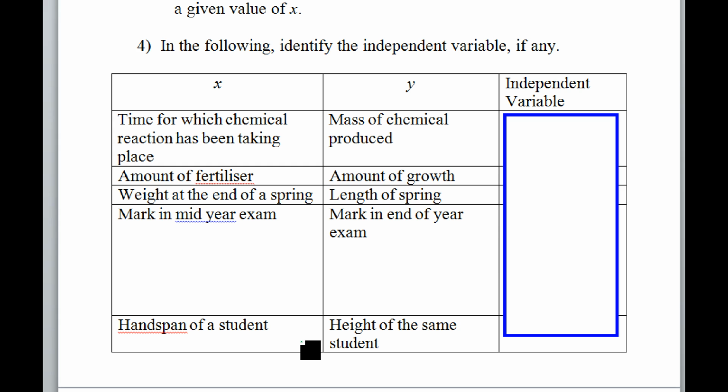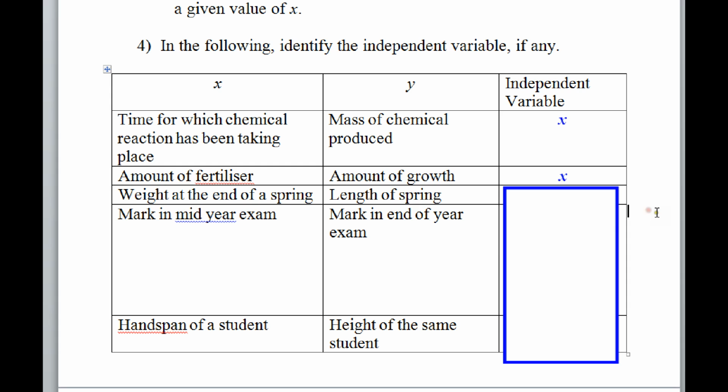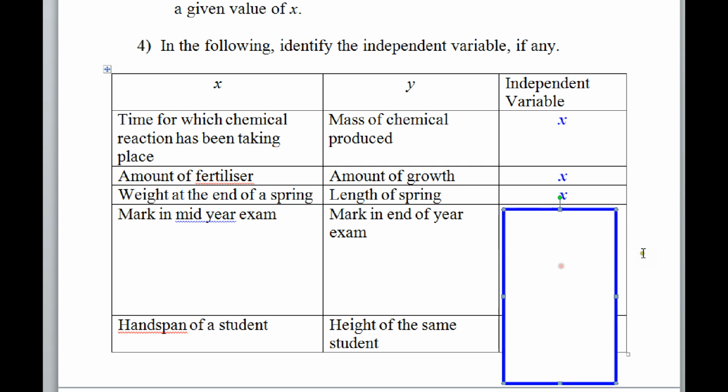Time and mass. Which is the independent? Time, right? Amount of fertilizer and the amount of growth. Which is the independent? Fertilizer, right? Correct? What about the weight at the end of a spring? Most of you do physics, no? Okay, some do physics. Anyway, this is O-level physics. Weight at the end of the spring and the length of the spring, your extension, your e. Which is the dependent, which is the independent? Of course, the weight is the independent.